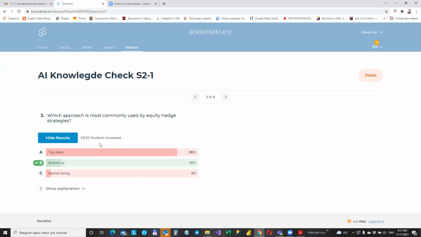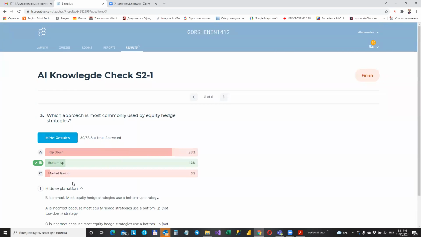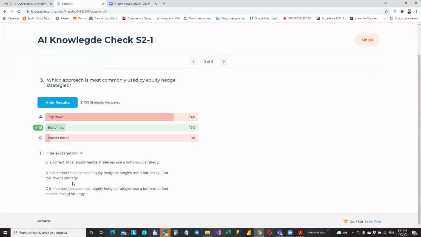Okay. Yeah, let me see again. Equity hedge fund. Let's distinguish between top-down and bottom-up strategy. You have to understand that bottom-up means we start with some specific company or asset, then move up to the sector or industry level, then maybe to some geographical area, and then only to the global level.